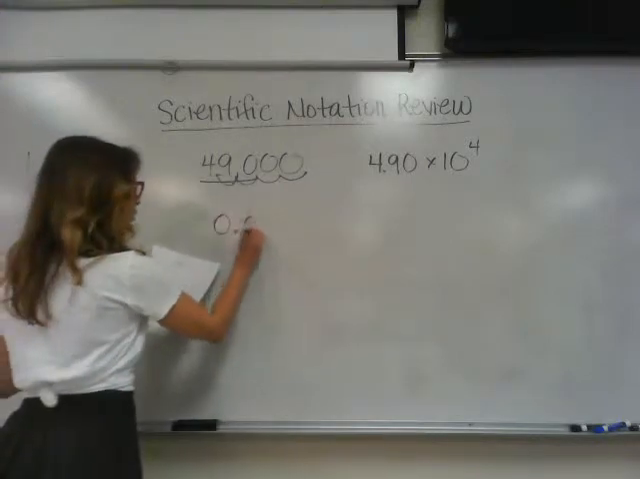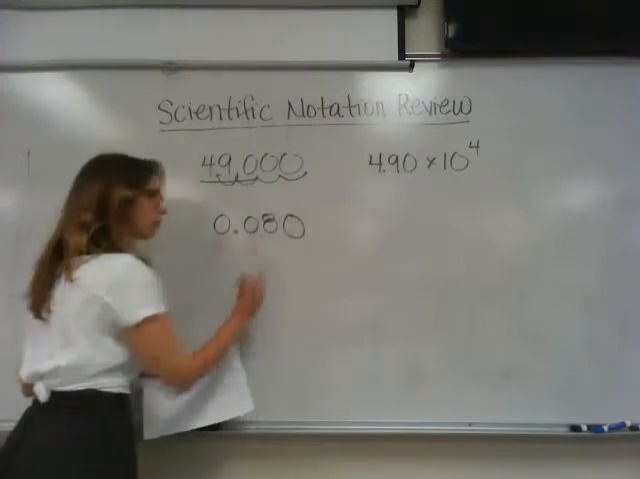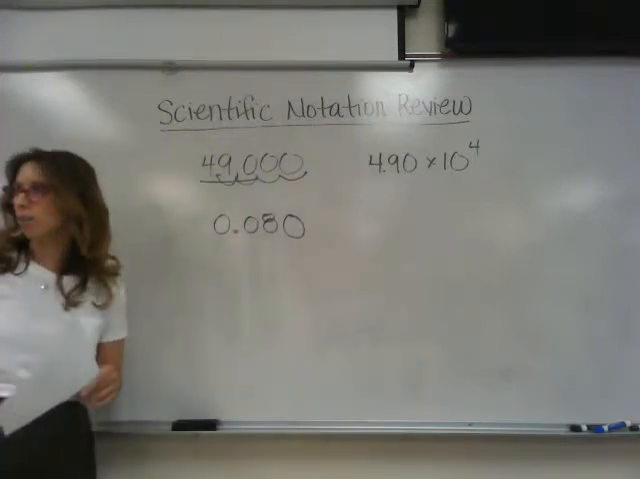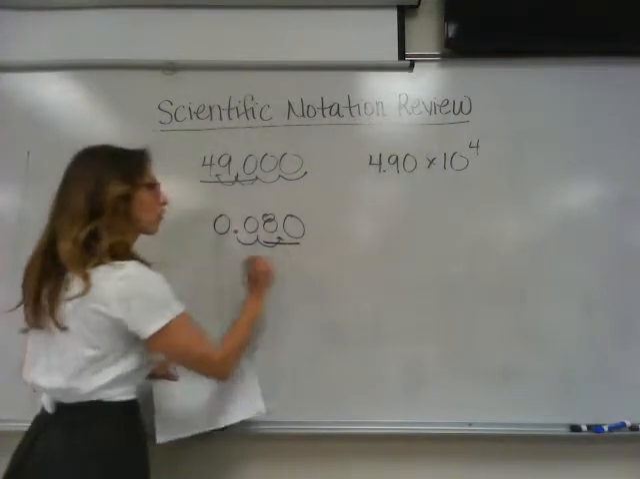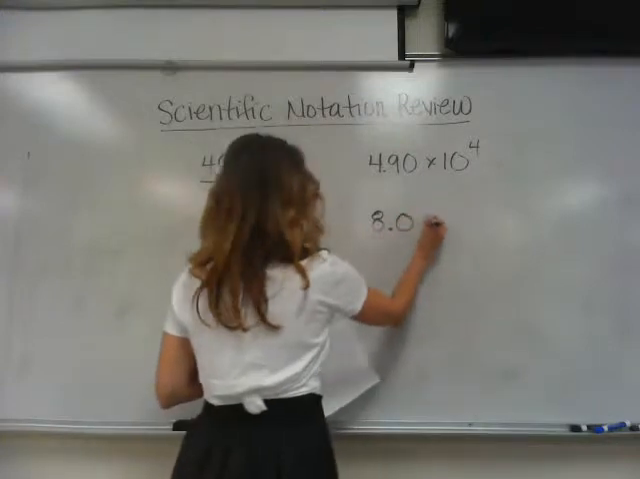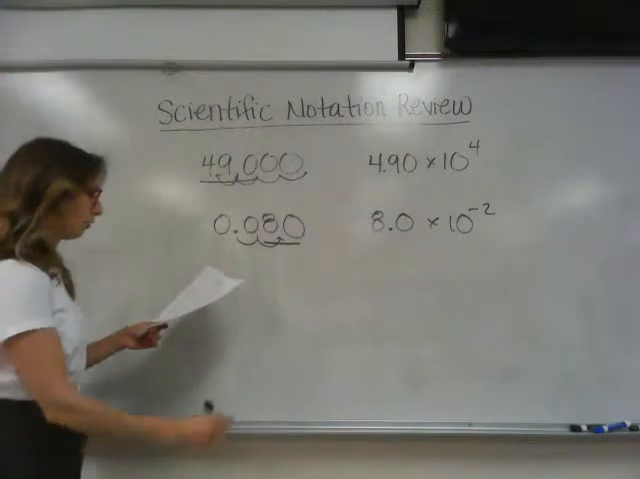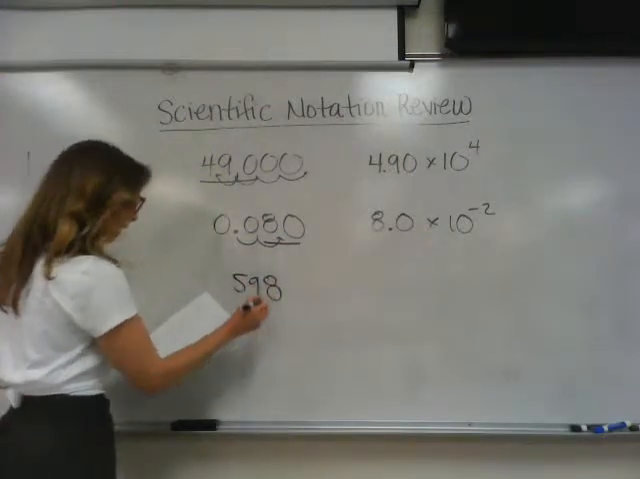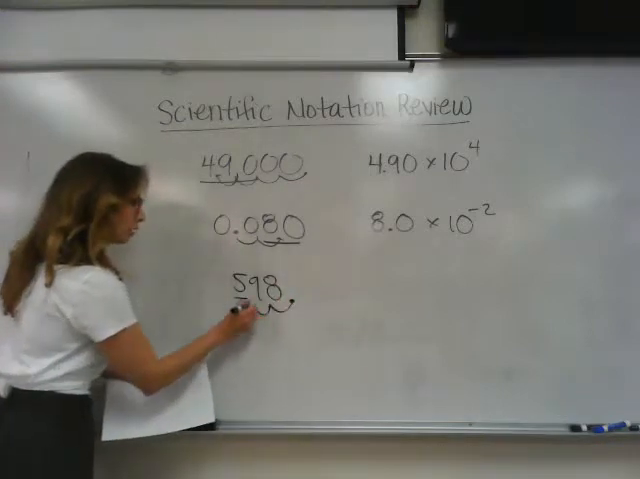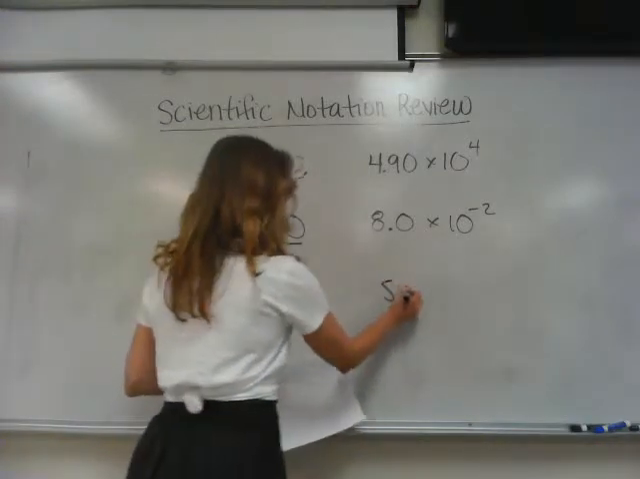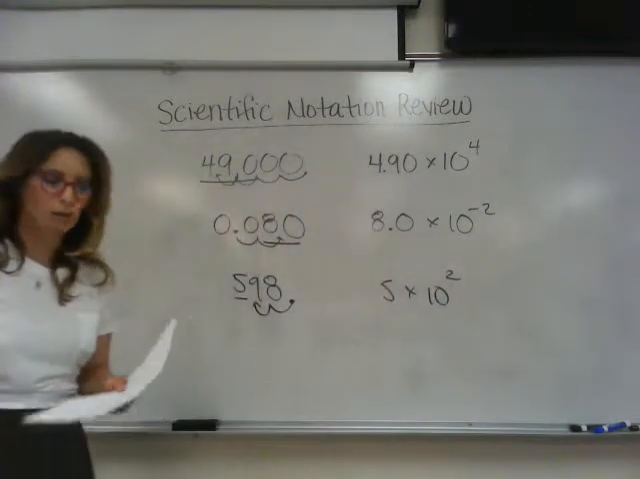The next one, 0.08, I want 2 significant figures. Well, wouldn't I have to put a 0 after the 8 because trailing zeros are significant when there's a decimal somewhere? So I'm going to move this over 2, and I'm going to have 2 sig figs. So it's going to be 8.0 times 10, and my exponent is negative because my number is less than 1. 598. I want that to 1 significant figure. My decimal is here. We're moving it over 2. So 5 times 10, and this exponent is going to be positive because my number is greater than 1.